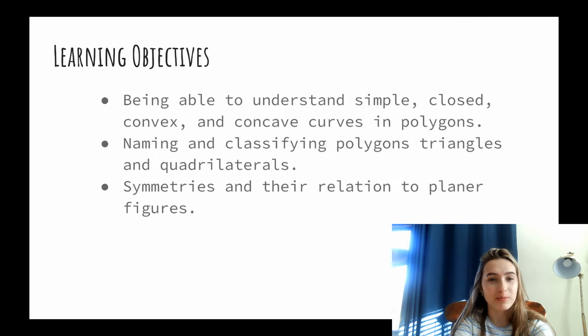So, the learning objectives for this lesson are being able to understand simple, closed, convex, and concave curves and polygons, naming and classifying polygons, triangles, and quadrilaterals, and symmetries and their relation to planar figures.